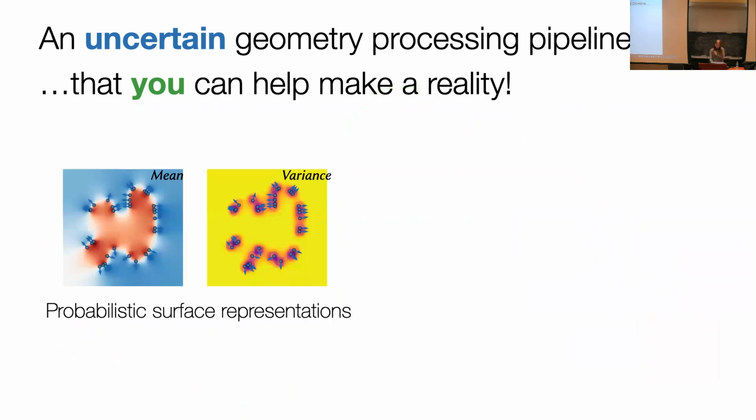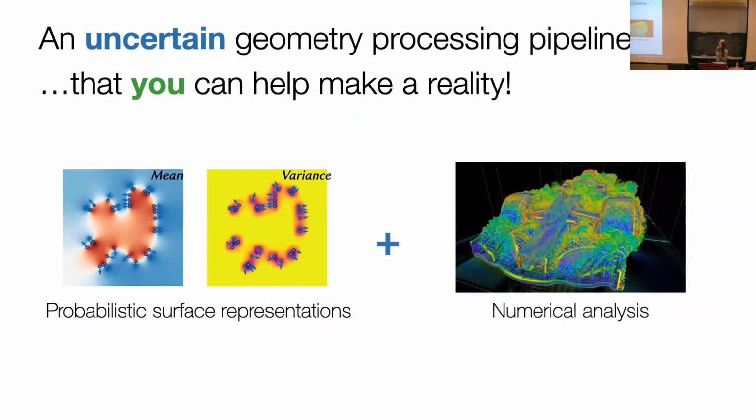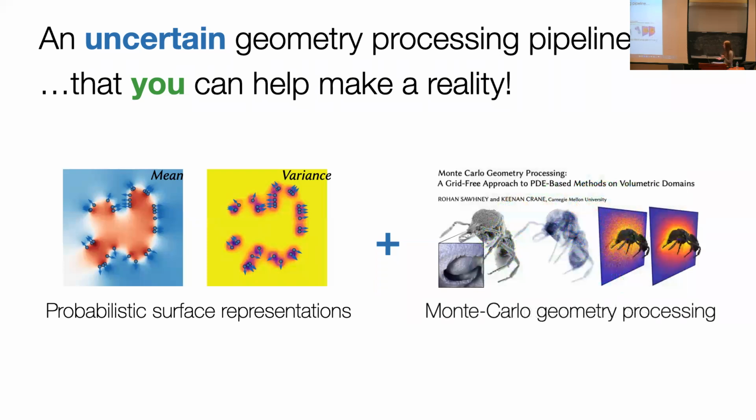Here's another idea. So we came up with these probabilistic surface representations that quantify this intuitive understanding that there are many possible surfaces. A question I have is, how do we do numerical analysis on these uncertain surfaces, or on all of them at the same time? I wouldn't know how to answer this, except that lately there was this work called Monte Carlo geometry processing, where they basically solved equations by taking random walks from a point inside the shape and waiting until they hit the surface. They call this walk on spheres.